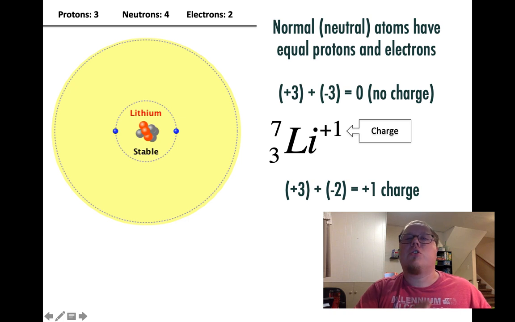Now, the charge is going to be written in the symbol. It's going to be written in the upper right, and it's either going to be positive or negative. So make sure you include a positive sign or negative sign when you're writing that charge.